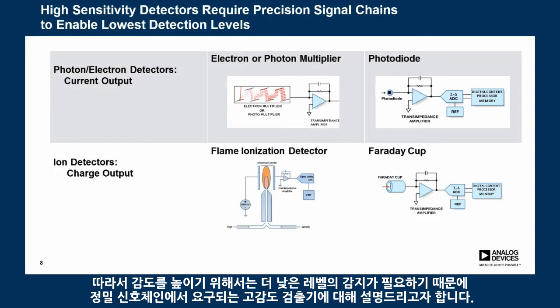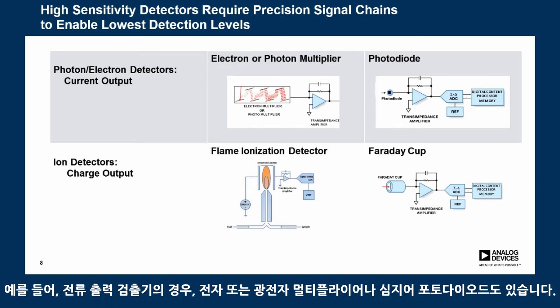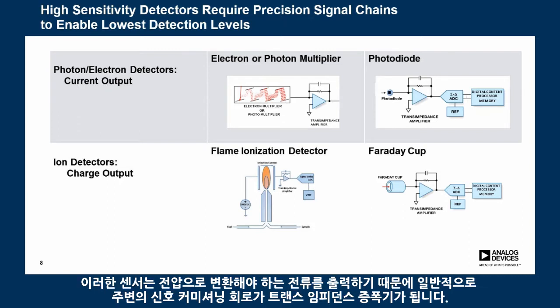So we talk about the need for lower level of detection for increased sensitivity. Here are a couple of high sensitivity detectors that really require precision signal chains. For example, for current output detectors, there are electron or photon multipliers or even photodiodes. These sensors output a current that needs to be converted into a voltage. So typically the signal conditioning circuit around it would be a transimpedance amplifier.